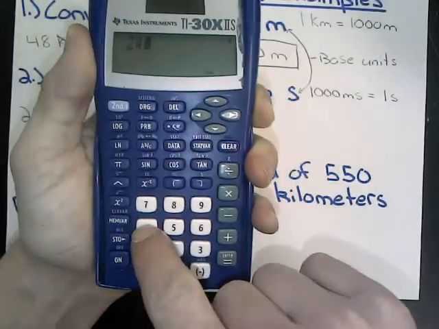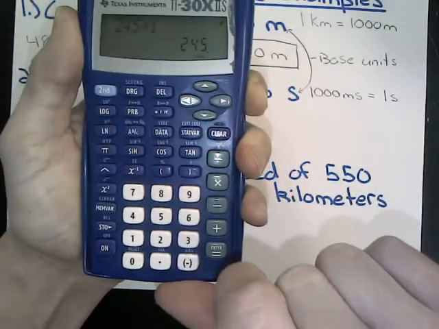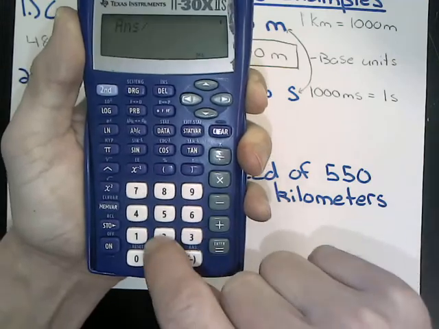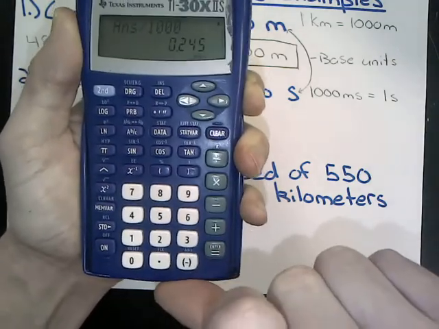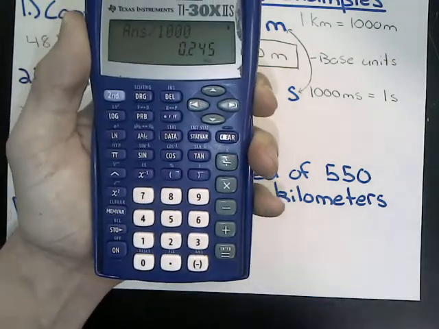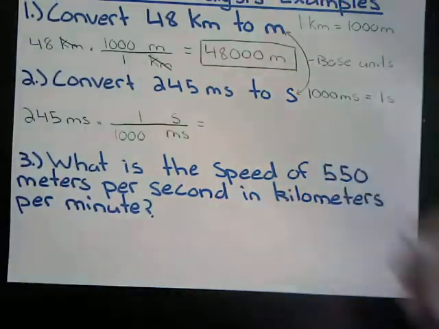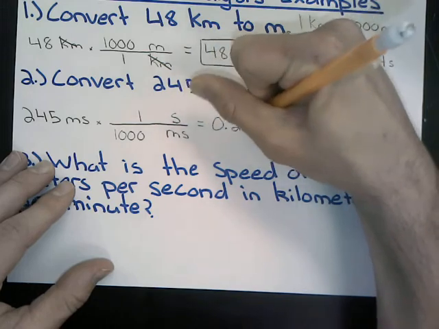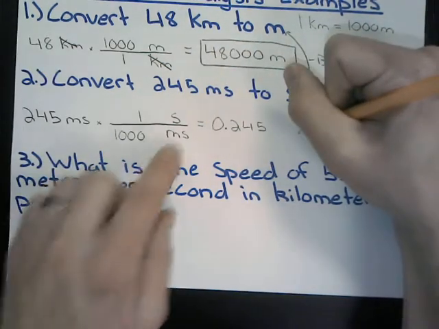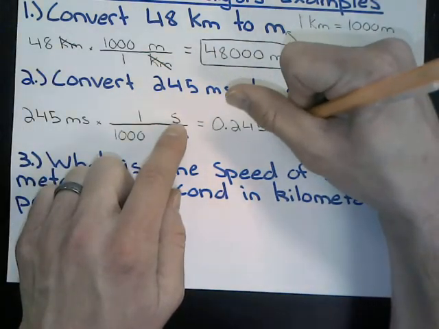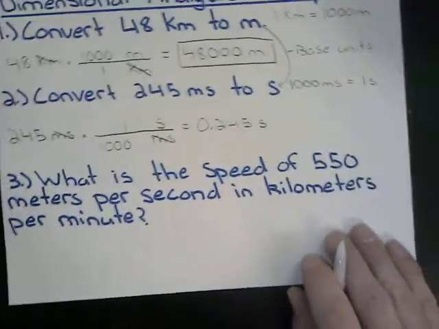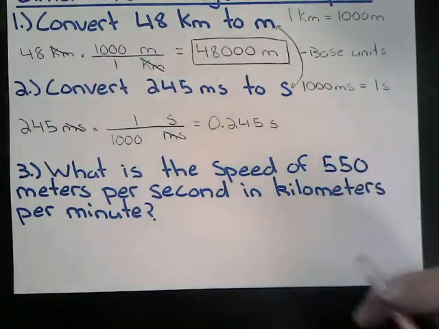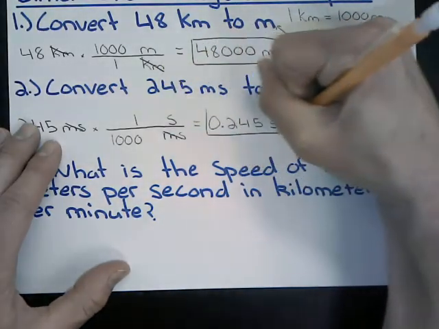We have 245 times 1. I press enter. I divide that number by 1,000, and I get a value of 0.245. And our unit would be what is listed up top, seconds. Again, if you'd like to cancel out those other units, you can, and we would get our unit here.